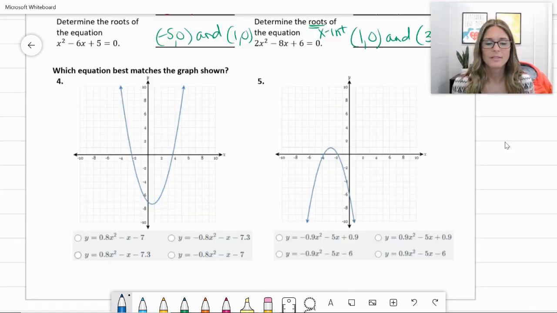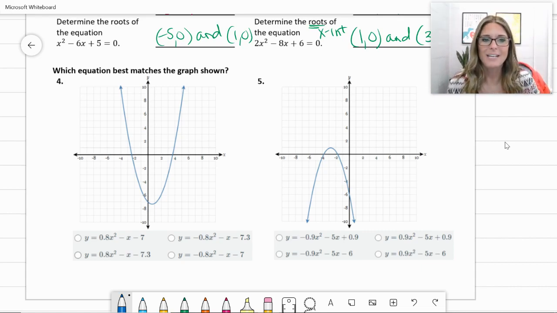The 1, 0 and 3, 0 are the x-intercepts or the roots of the related equation. The last part of our notes is multiple choice. And do not worry, we don't even need the calculator for this. I wanted to show y'all a couple examples on our notes and in our video here of how you can use deductive reasoning and things that you already know to match these graphs.